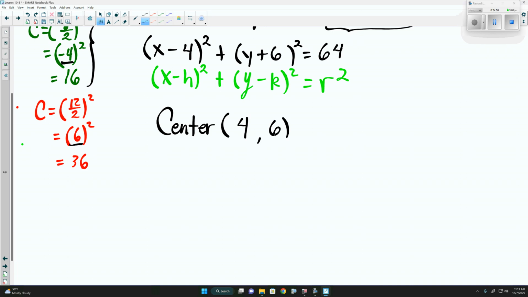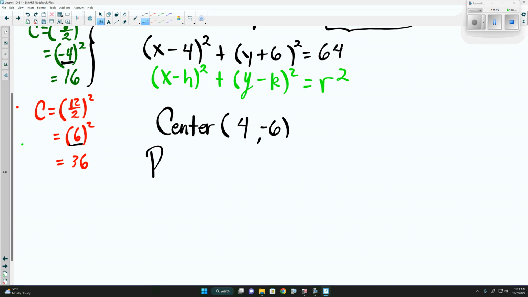Almost, because 6 would be right, but not quite. It'd be -6. Because when we pull the numbers out of the parentheses, we've got to change the sign. So since it was -4 inside, it comes out as positive 4. Since it was +6, it comes out as minus 6.